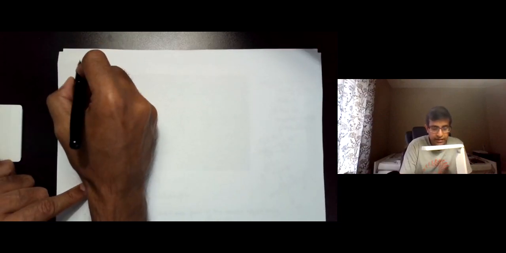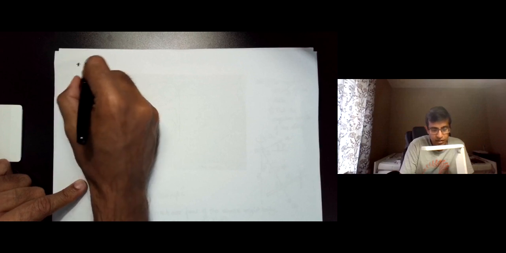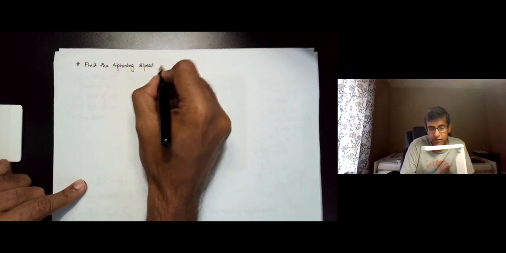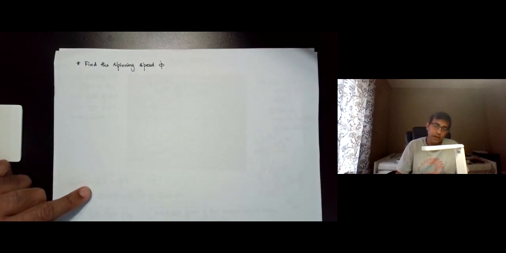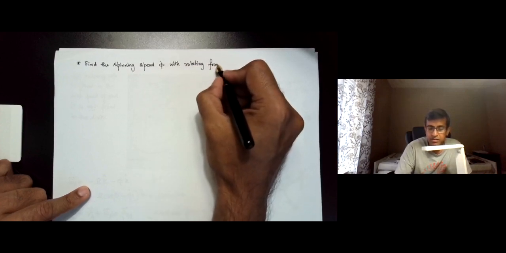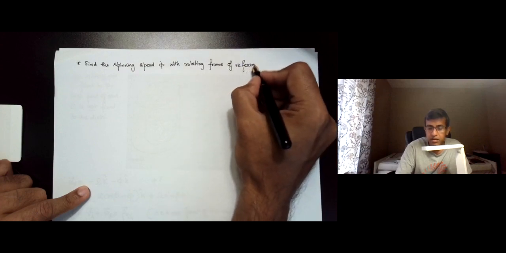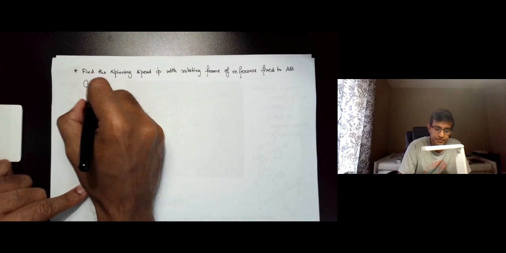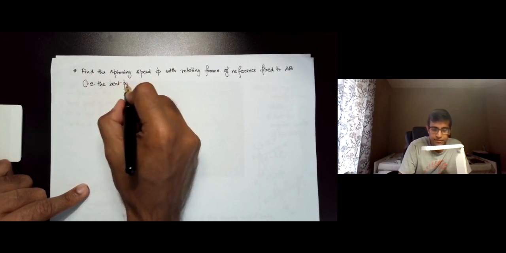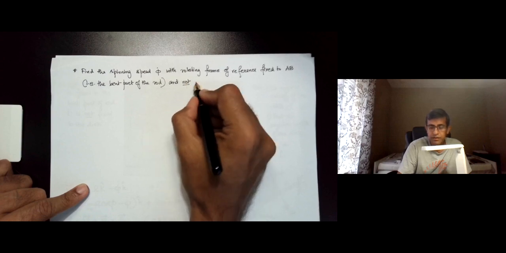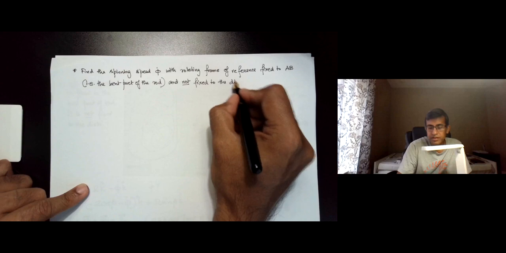Okay, so a couple of things first. So the next question that we ask is, find the spinning speed phi dot with rotating frame of reference fixed to AB, i.e. the bent part of the rod, and not fixed to the disc.